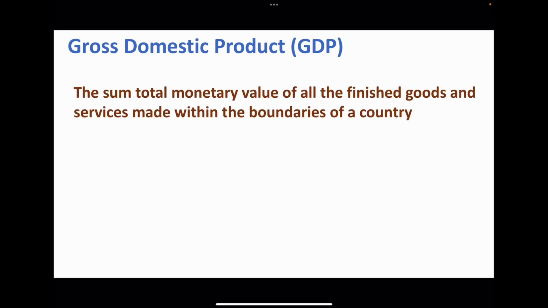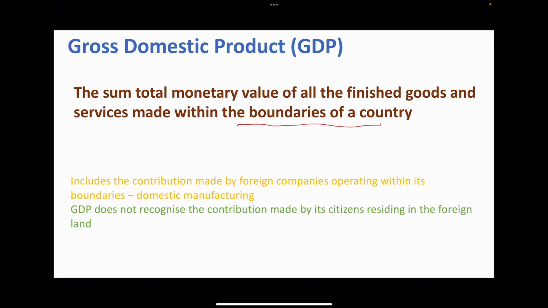It is the sum total of the monetary value of all the finished goods and services made within the boundaries of a country. So essentially, anything and everything in the form of finished goods or services manufactured domestically contributes towards the GDP. It includes the contribution made by the foreign companies who are manufacturing domestically, but it does not include the contribution made by citizens if they are residing abroad.